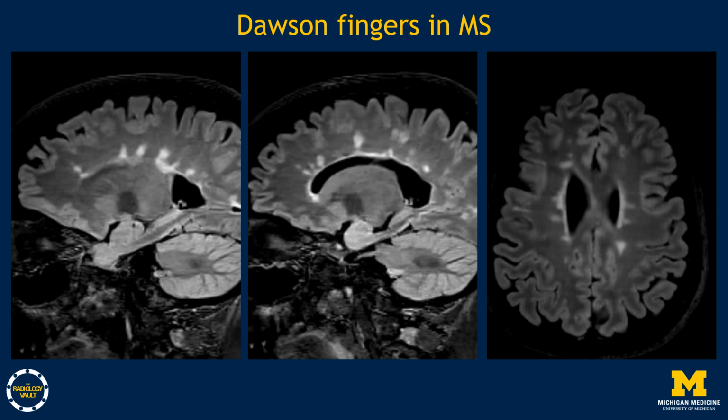This is an example of the so-called Dawson fingers in multiple sclerosis in FLAIR images showing the characteristic perpendicular orientation of the lesions in reference to the ependymal surface.